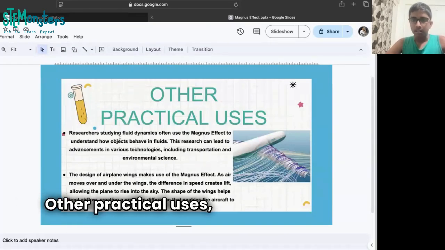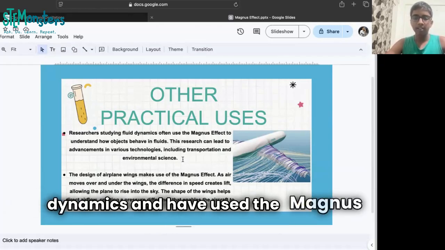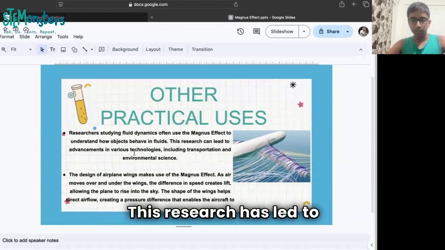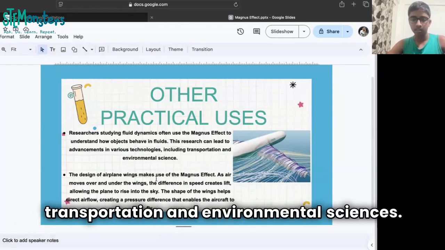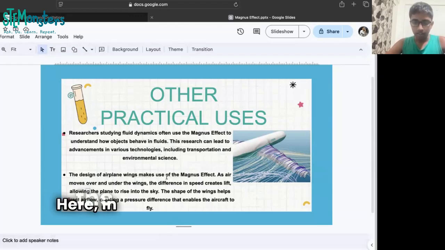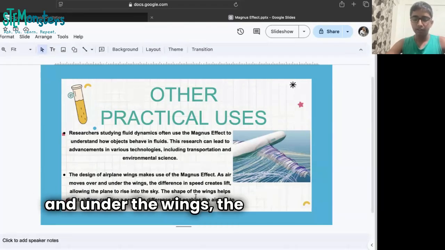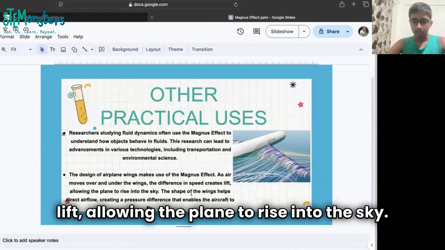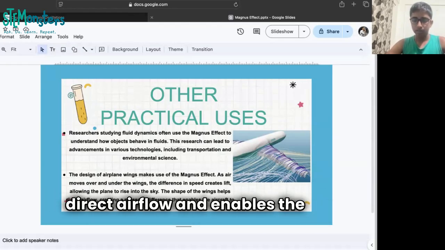Other practical uses. Researchers have been studying fluid dynamics and have used the Magnus effect to understand how objects behave in fluids. This research has led to advancements in various technologies, including transportation and environmental sciences. Here, in the design of airplane wings also, the Magnus effect comes into play. As air moves over and under the wings, the difference in speed creates lift, allowing the plane to rise into the sky. The shape of the wings helps direct airflow and enables the pressure difference.